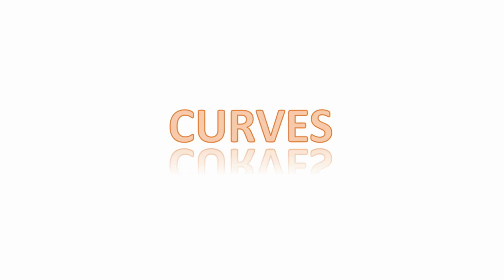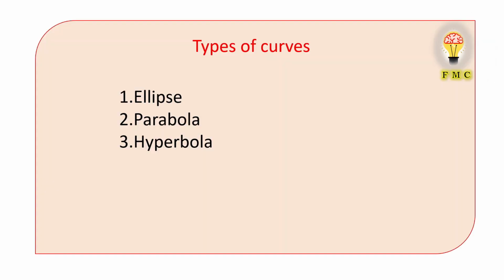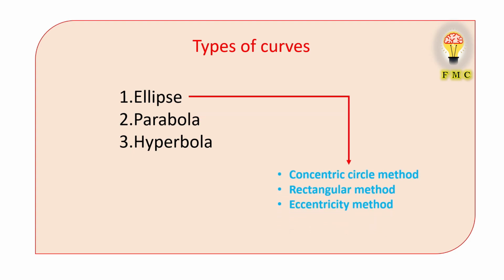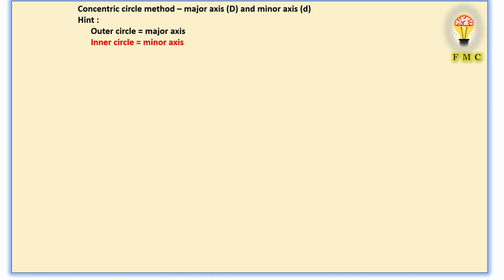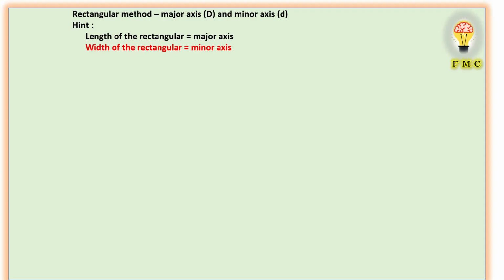Today's topic is curves. We have three types of curves: ellipse, parabola, and hyperbola. To construct these three, we have a variety of methods. I have already demonstrated three for the ellipse: the concentric circle method, the rectangular method, and the eccentricity method. But today we are going to see the eccentricity method.